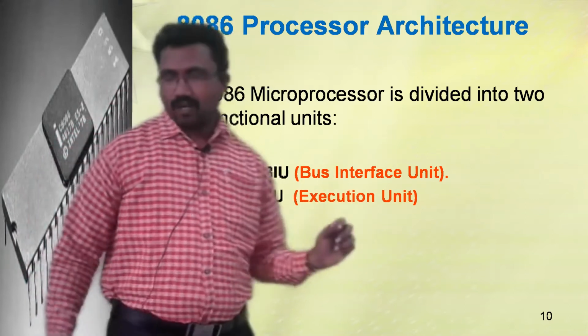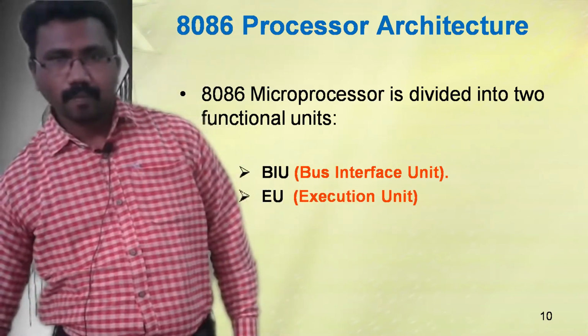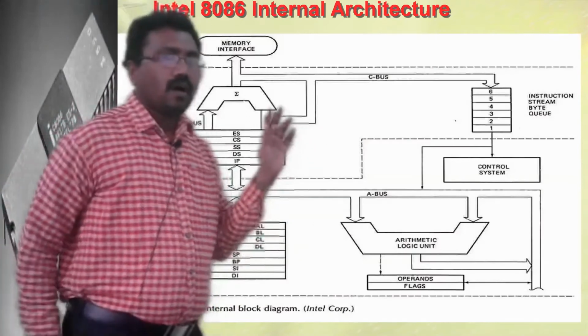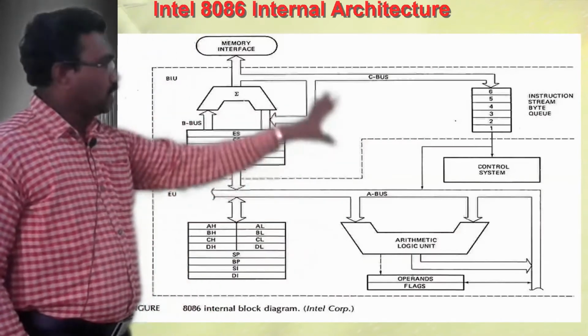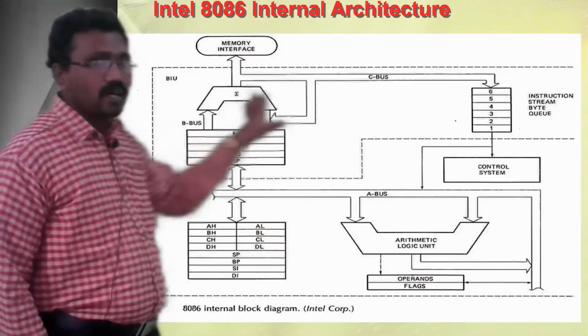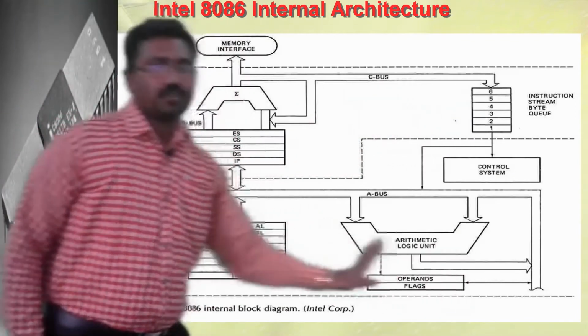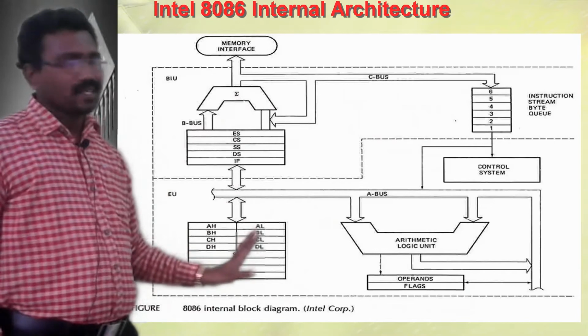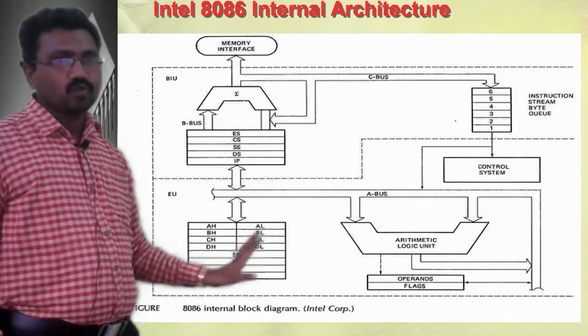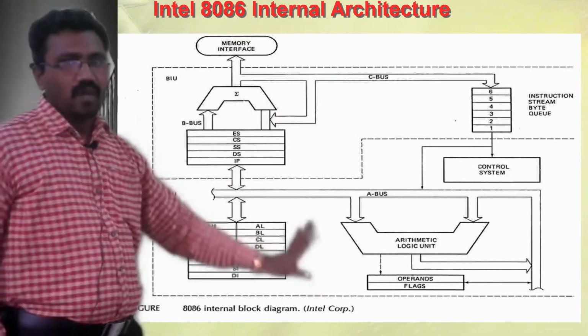Now we'll see the architecture diagram. See, this is the 8086 internal architecture. This block is the bus interface unit. This one is the execution unit. The 8086 architecture has two functional units, two blocks: bus interface unit and execution unit.